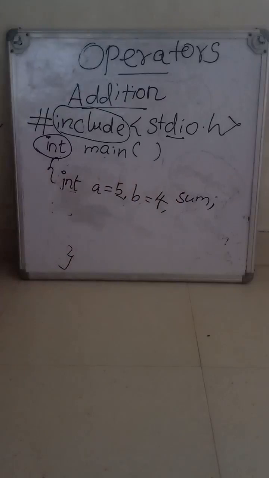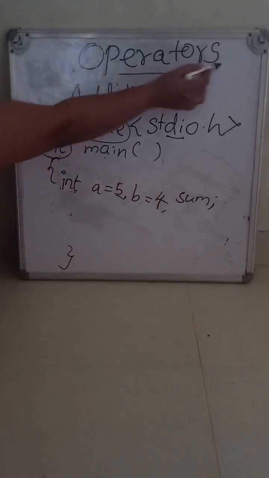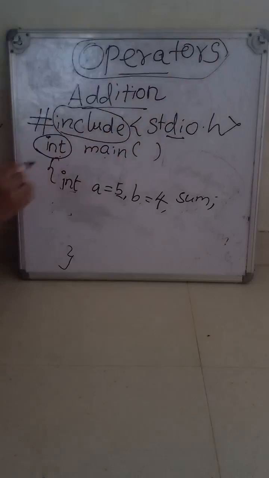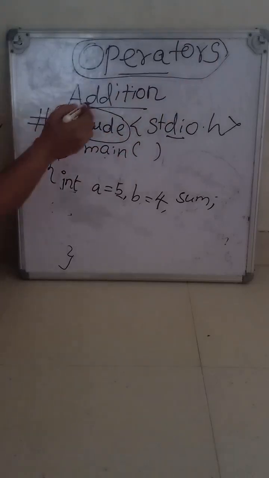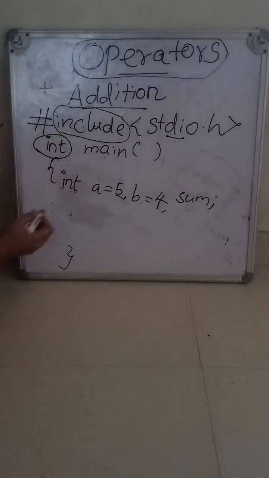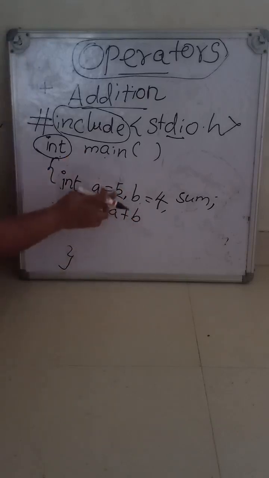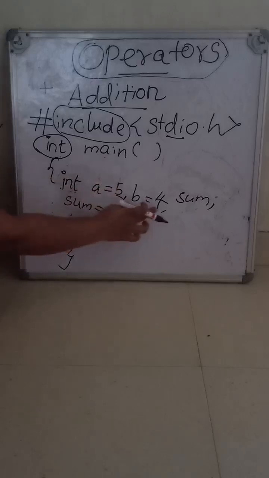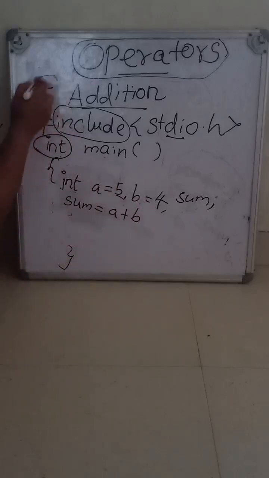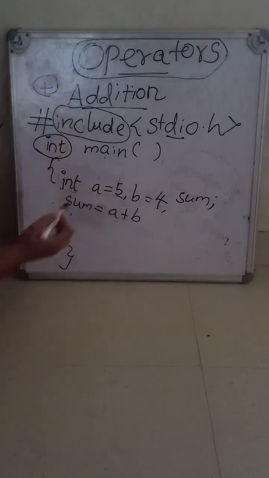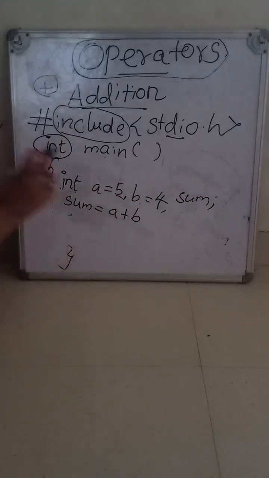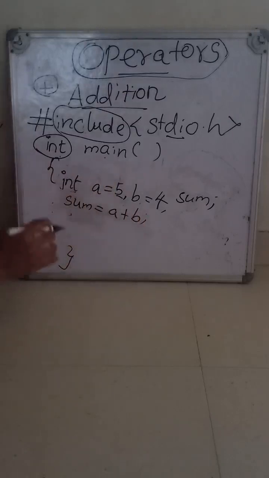The third variable is for sum. Now comes the role of operators. What is the role of the operator? We all know that here the addition operator is plus. So what I am going to do: sum is equal to A plus B, because I have stored the value 5 in A and 4 in B, and for adding the values I have used the plus symbol. Each and every line in the C program should end with a semicolon, so I have given the semicolon here.